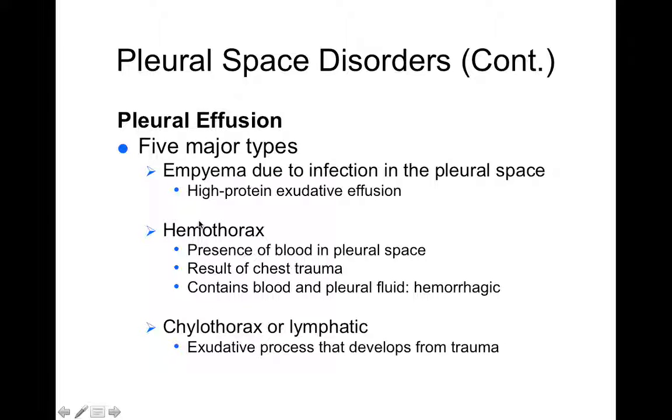Good, catamenial pneumothorax. Very good, you guys. And then we have chylothorax, which is basically the accumulation of fatty lymph in the pleural space.